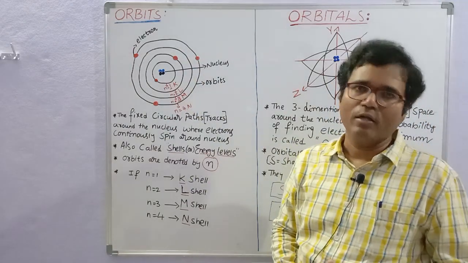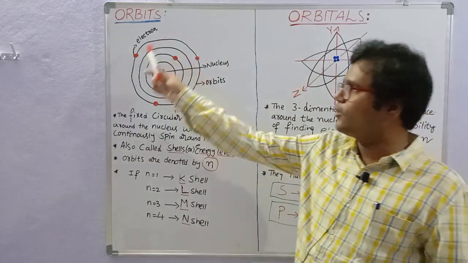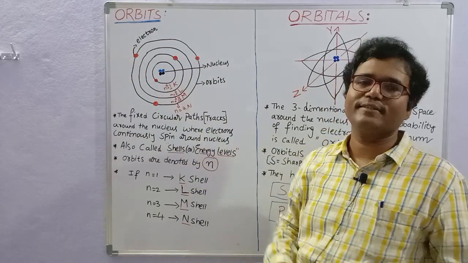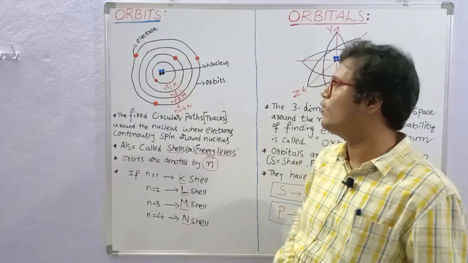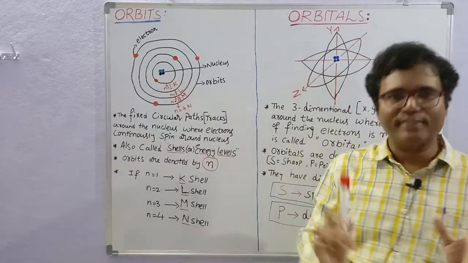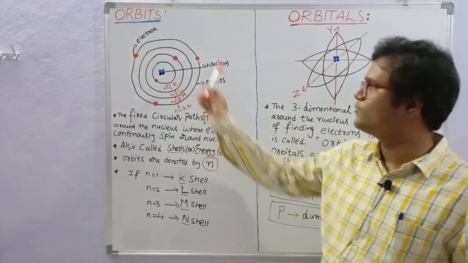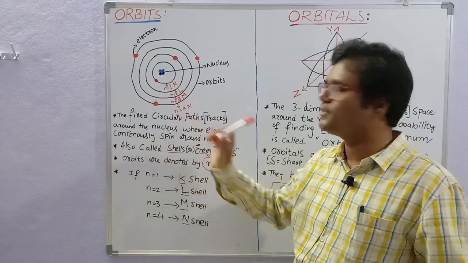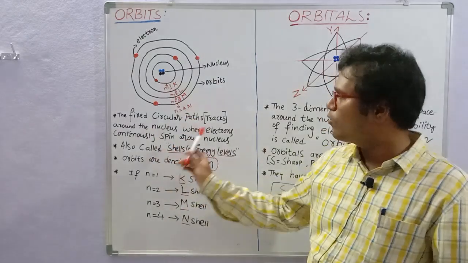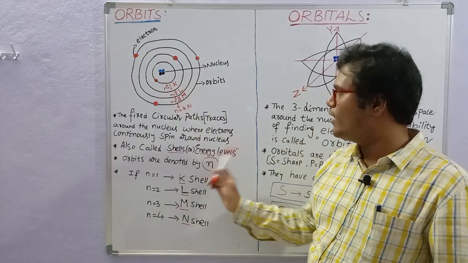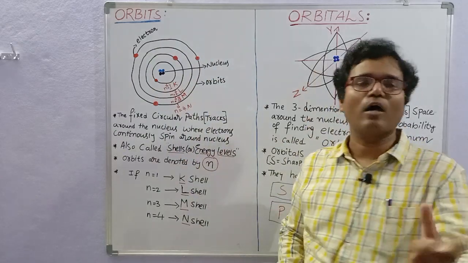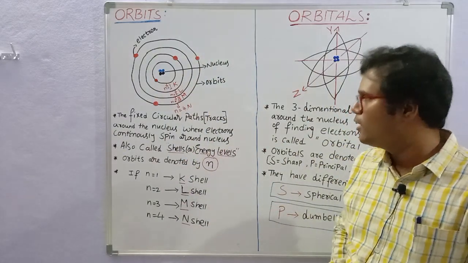orbit, right? Orbit is the circular path around the nucleus where electron revolves. That is the definition for orbit. So these are the fixed circular tracks. You may call these circular paths tracks also, around the nucleus. So this is the nucleus. These are the orbits where electrons continuously spin around the nucleus.